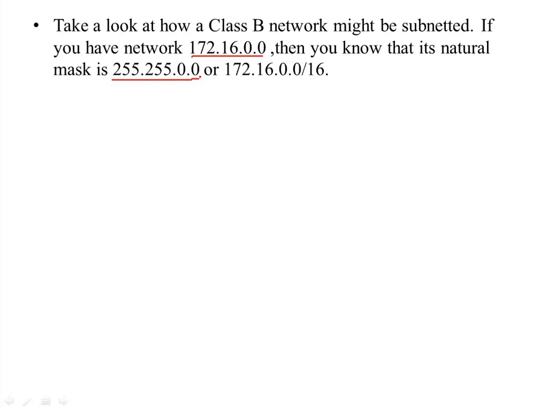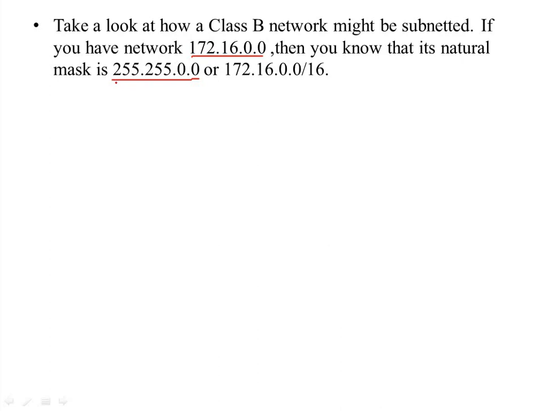Natural mask means you are not using the extended mask or subnet mask. So this is your natural mask. This is class B, 172. The number is between 128 and 191, so you can easily identify it with this first decimal number. This belongs to class B.